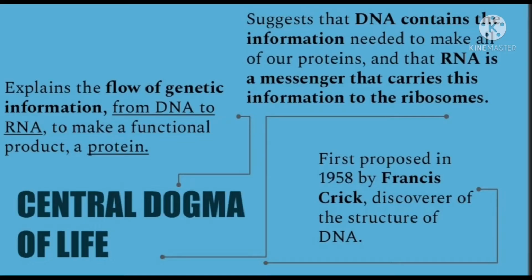The central dogma explains the flow of genetic information from DNA to RNA to make a functional product, which is a protein. DNA contains the information needed to make all of our proteins, and RNA is a messenger that carries this information to the ribosomes. The central dogma of molecular biology was coined by Francis Crick in 1958.